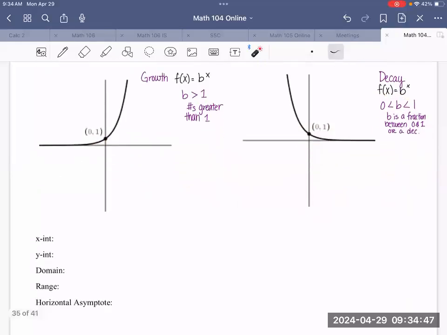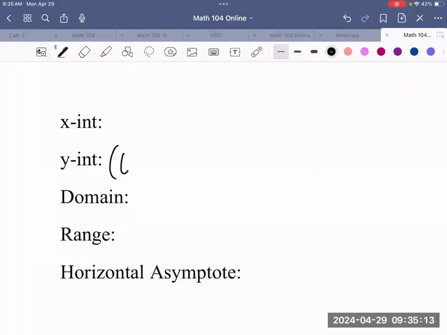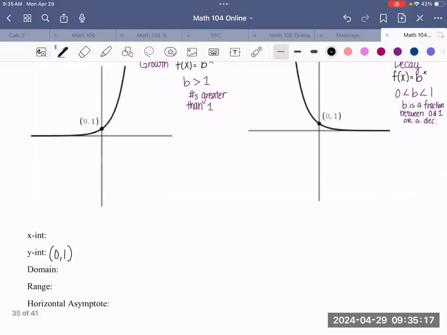So that being said, can you find the following? An x-intercept, a y-intercept, domain, range, and something called a horizontal asymptote, if you know what that is. Let's skip the x-intercept for a moment and do the y-intercept, because you can clearly see your y-intercept on both graphs as being (0, 1). So that one is pretty easy to get.